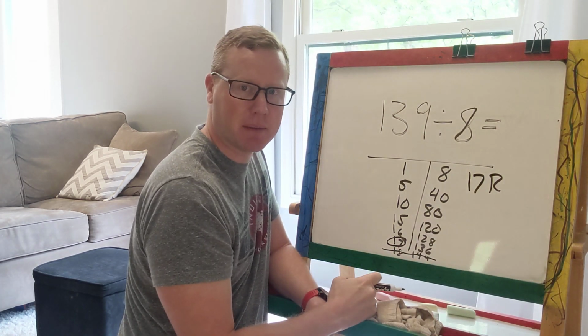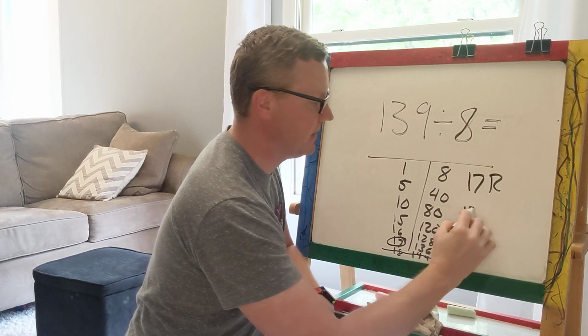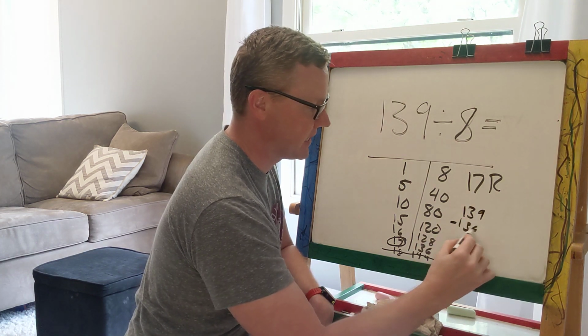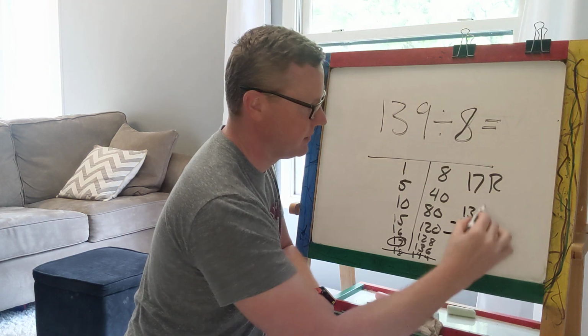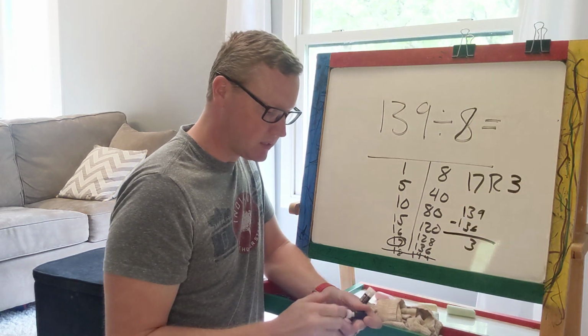How do I figure out my remainder again? Yes, I take 139 minus 136, and you get 3. So you get 17 remainder 3.